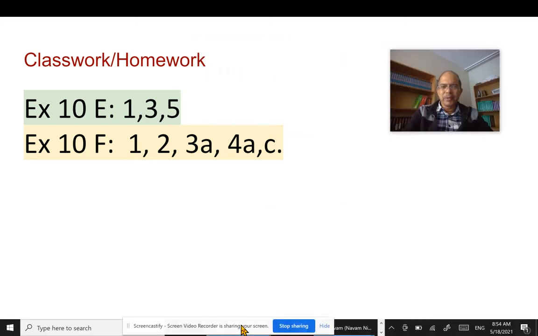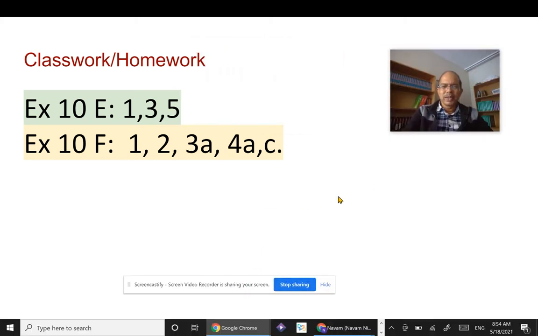And now it's up to you to practice. So use the textbook and do exercise 10E, the problem sets 1, 3, and 5. That's on the area of triangle. And then do exercise 10F, 1, 2, 3A, 4A, and C.